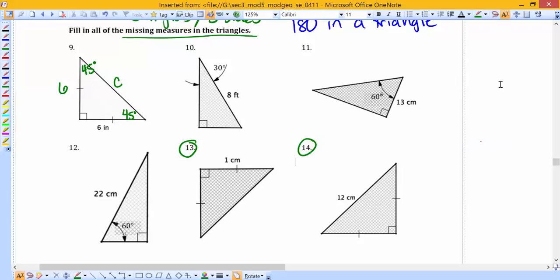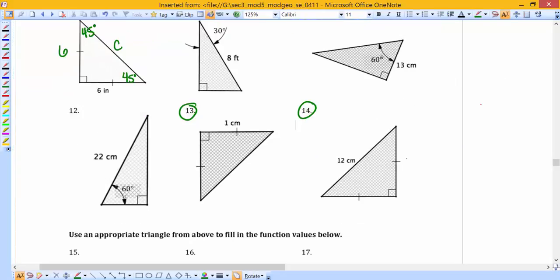Now in 14, it is a little bit trickier, but since these are both the same, I can actually use the same variable. If this side is x, this side is x. So now I can go through and I can use the Pythagorean theorem. This has to be my c, don't forget, it's across from the right angle. So I can set 14 up as x squared plus x squared equals 12 squared.